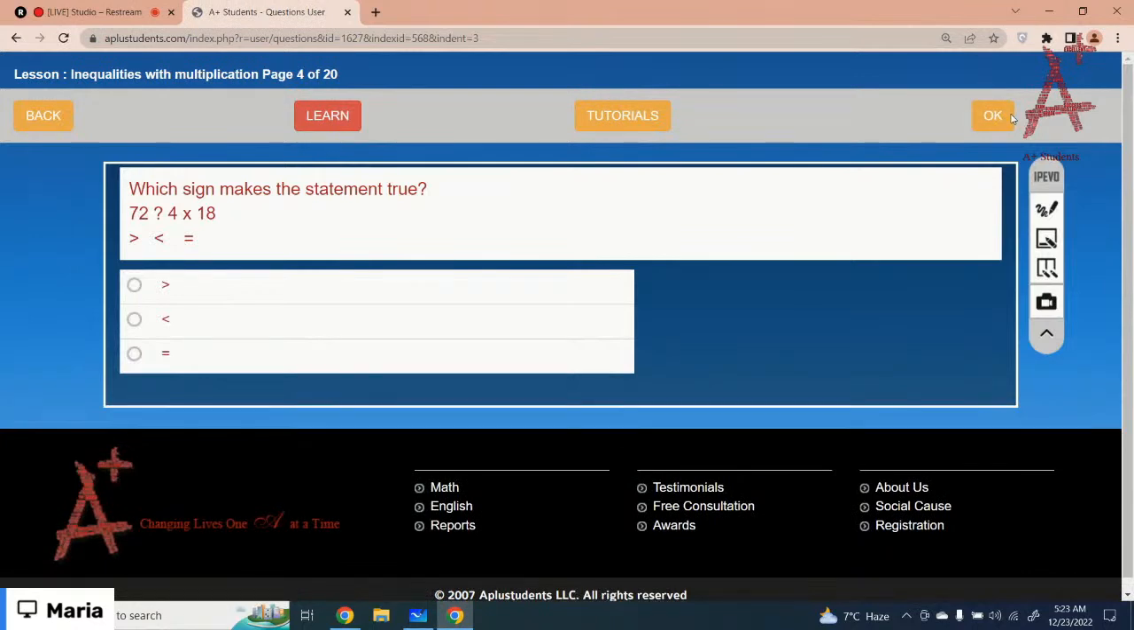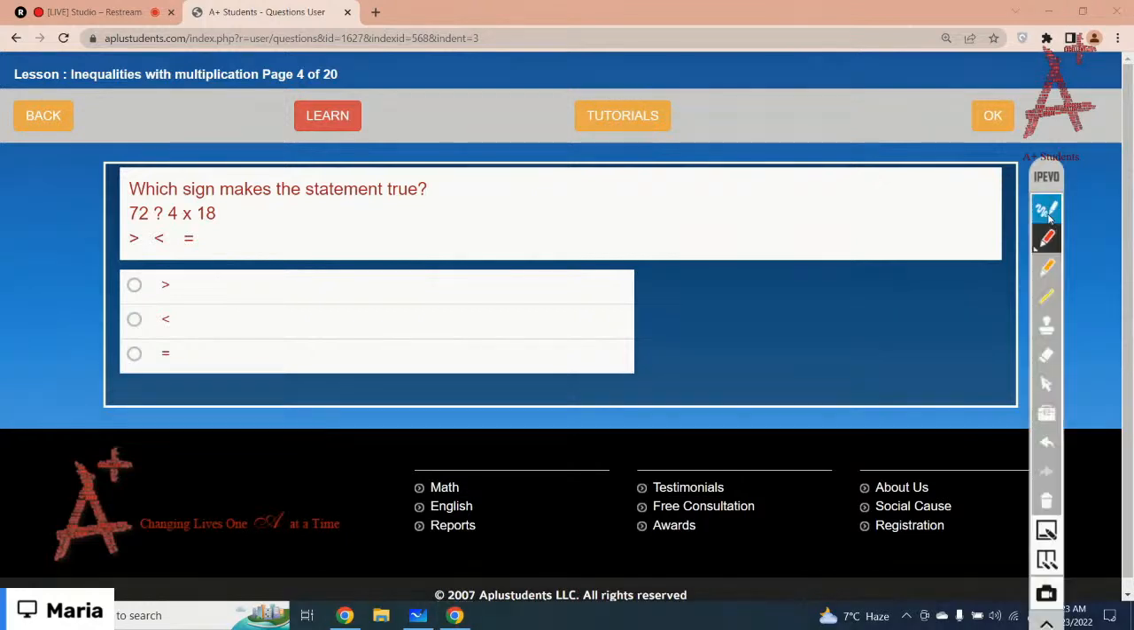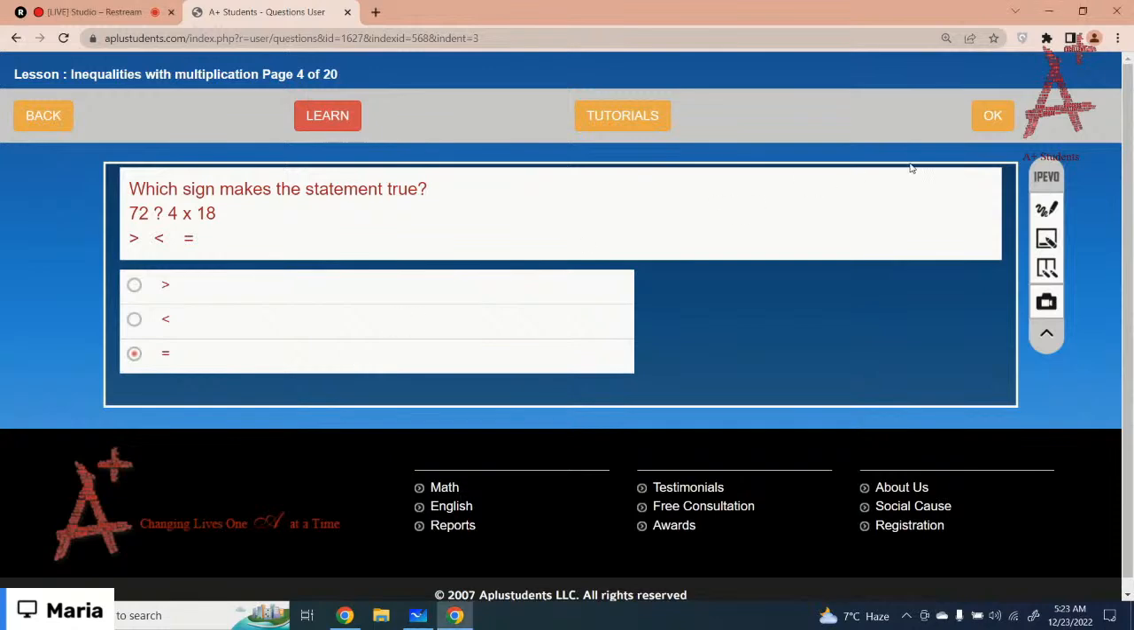Which sign makes the statement true? 72. You have to compare it to 4 times 18. Got it? So just calculate 4 times 18. 4 times 8 is 32. Write 2 and carry 3. 4 times 1 is 4 and 5, 6, 7. So it would be 72. So 72 is equal to 72. Got it? So equal, the correct option is the equal. Got it? So just select the correct option, then click on the OK button.